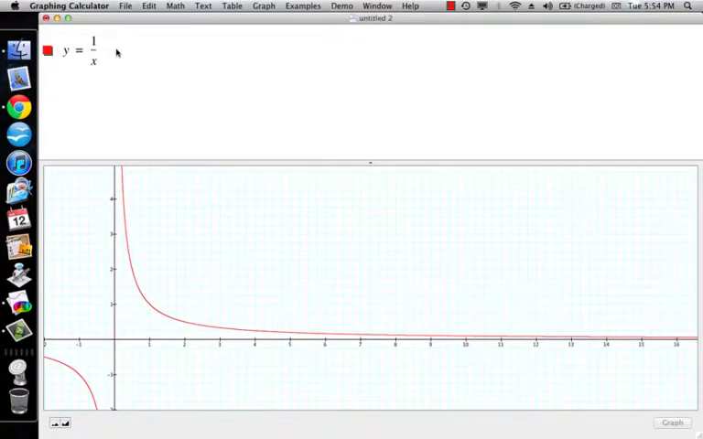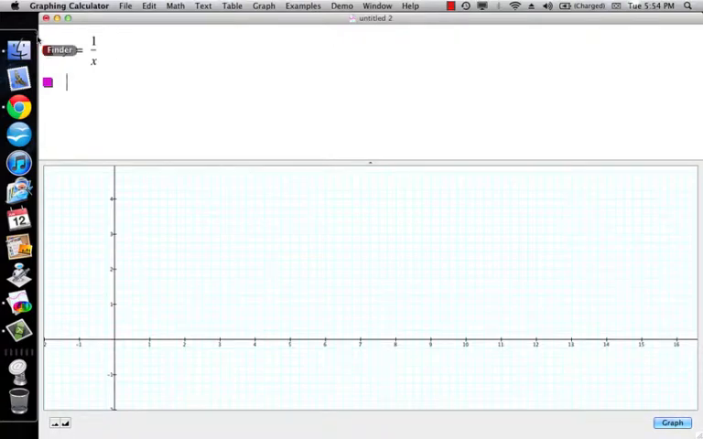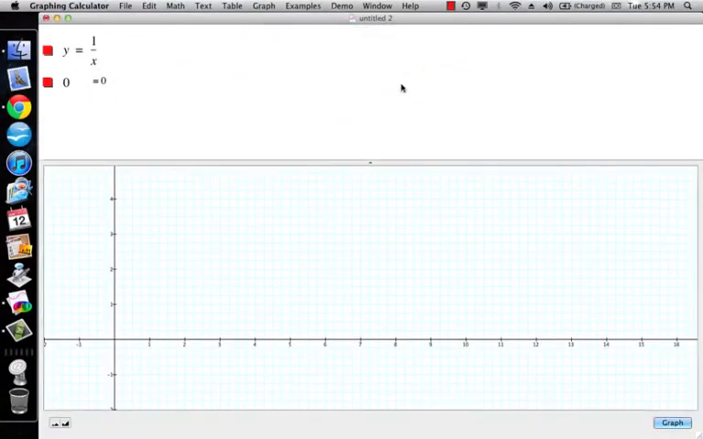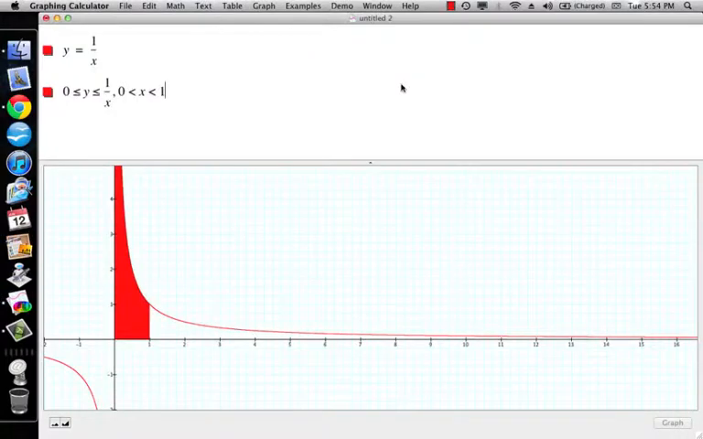Okay, so I want to talk about improper integrals in this video. What I want to do is figure out the area between the x-axis and 1 over x on the interval from 0 to 1. I want to figure out what that red area is.